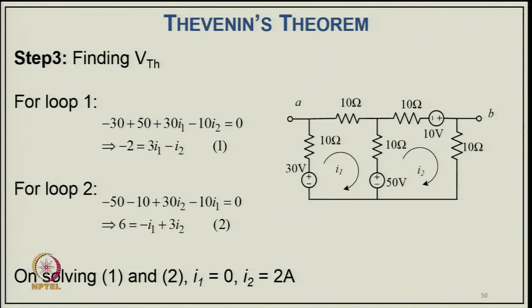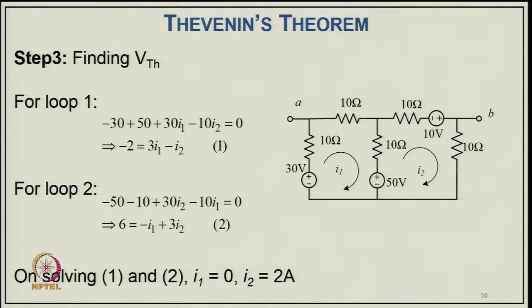For the first loop, we have minus 30 volt, current I1 entering here, plus another 50 volt with positive sign because current is entering the positive voltage, plus the 30 ohm resistance in the path, and for the 10 ohm, minus 10 I2. So that becomes the relation minus 2 equals 3 I1 minus I2.